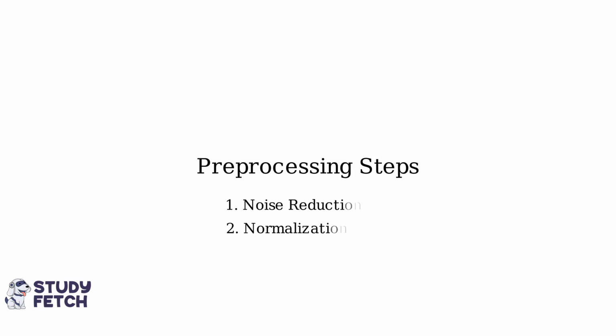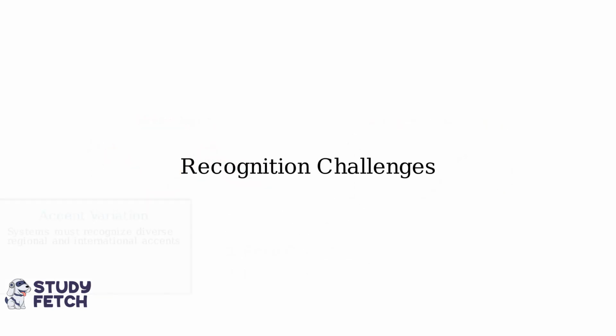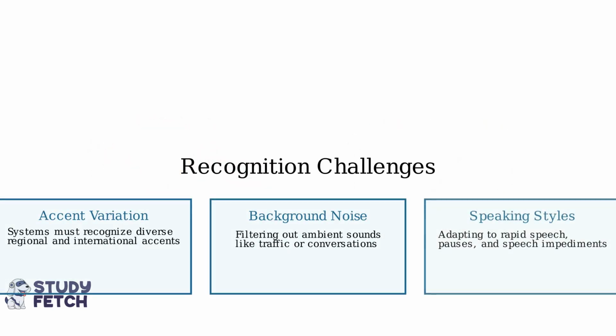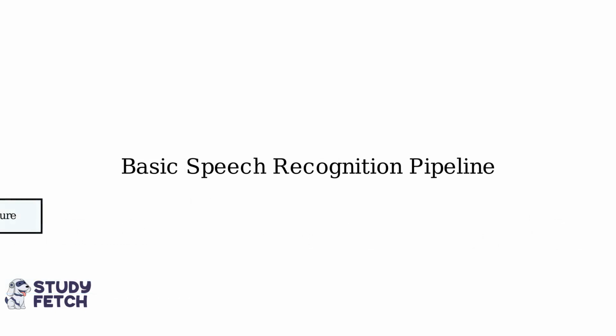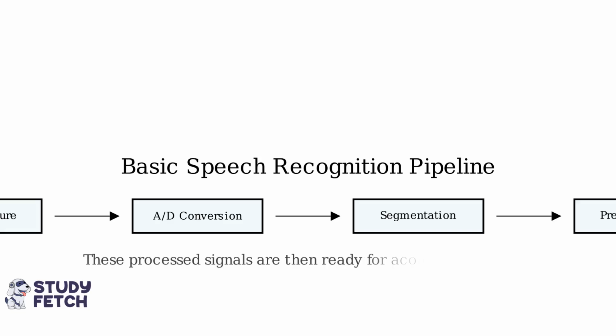Pre-processing includes noise reduction and normalization to enhance the quality of the input. Modern AI speech recognition systems need to handle various accents, background noises, and speaking styles, making initial processing crucial for accuracy. To summarize, the basic speech recognition pipeline starts with sound capture, followed by analog to digital conversion, segmentation, and pre-processing. Once these basic processing steps are complete, the signals are ready for more advanced analysis, like acoustic modeling.